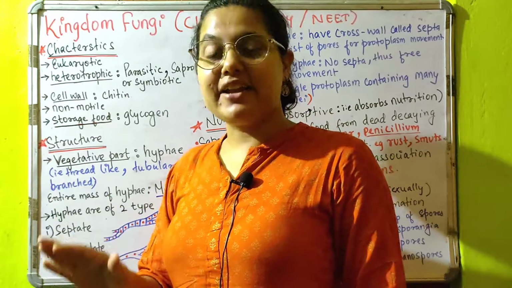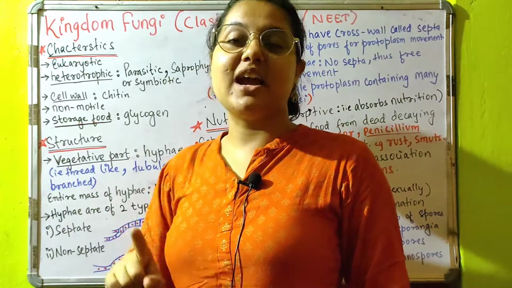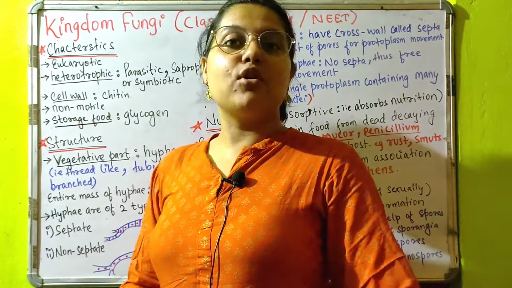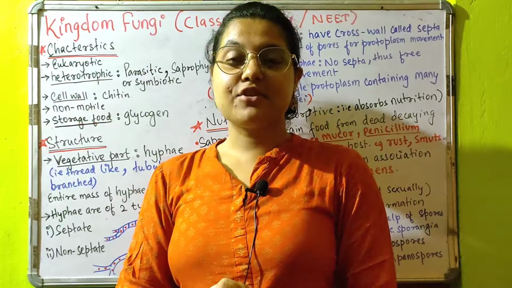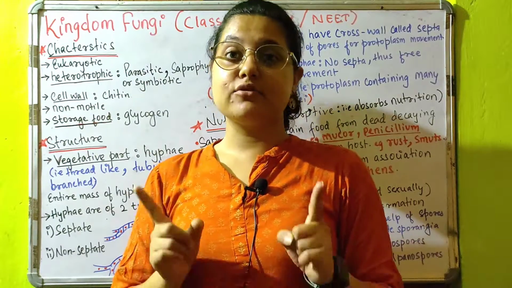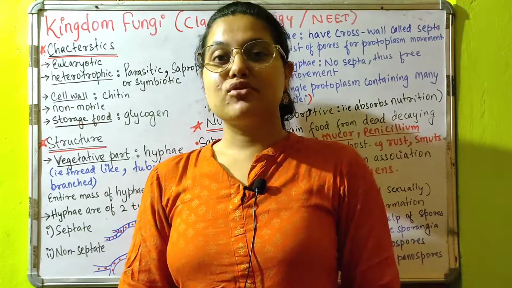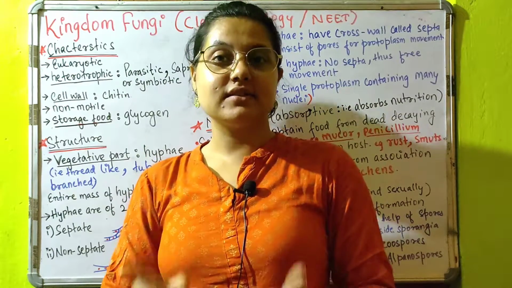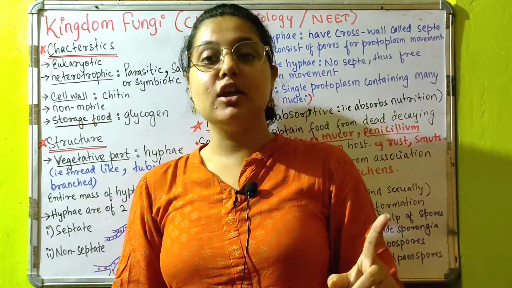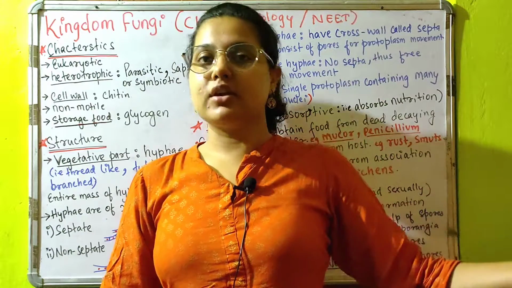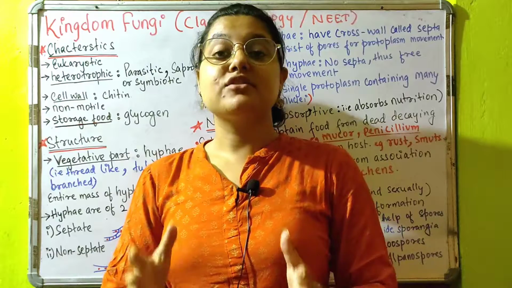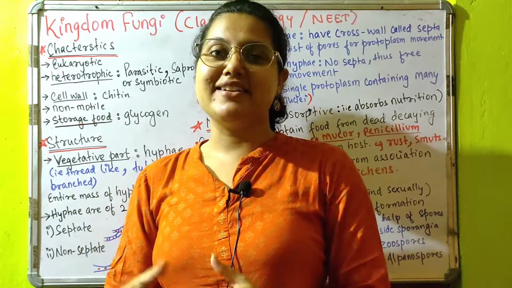Now coming to the cell wall, the cell wall is made up of chitin. They have a chitinous cell wall. That is why they are different from plants, because plants have a cellulosic cell wall, but there is one class of fungi, that is Oomycetes, which has a cellulosic cell wall. You need to keep in mind that Oomycetes is one class of fungi. Those are the ancient fungi, and they contain a cellulosic cell wall. The rest of the fungi contain a chitinous cell wall.